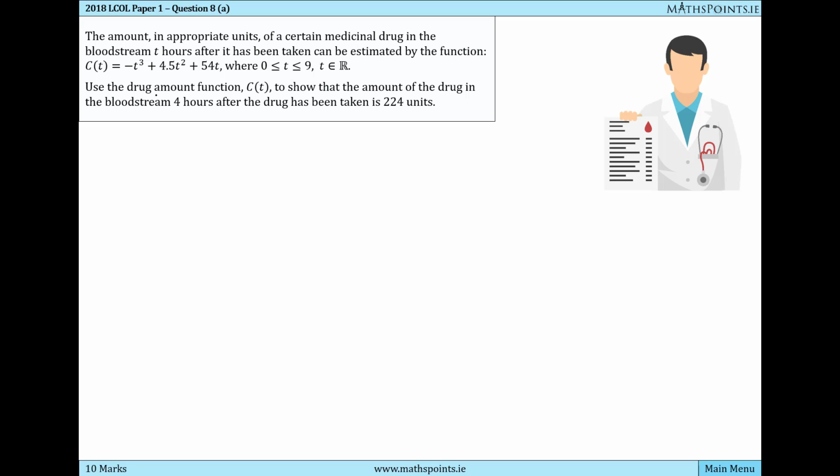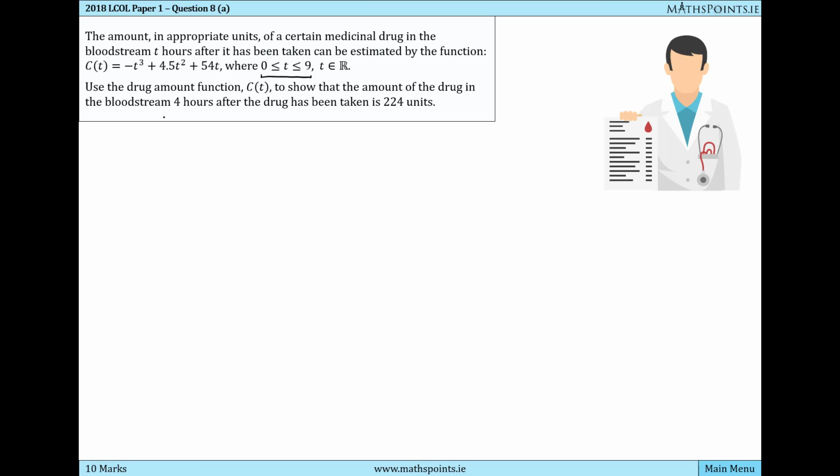So what's the function about? Well, we're given a function c of t is equal to minus t cubed plus 4.5t squared plus 54t. And what this function does is it tells us the amount of drug in a bloodstream a number of hours after we've taken the drug. So if we enter a number of hours between 0 and 9 hours after taking this medicinal drug, the function will tell us the units of the drug left in our bloodstream.